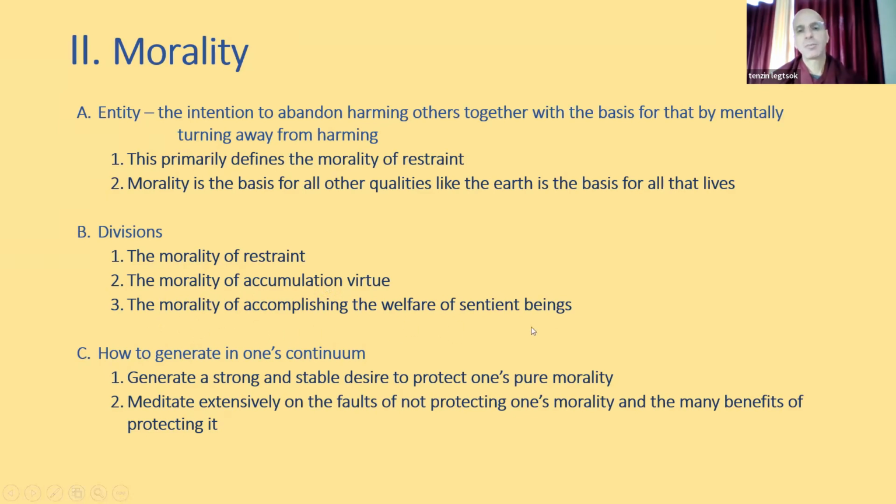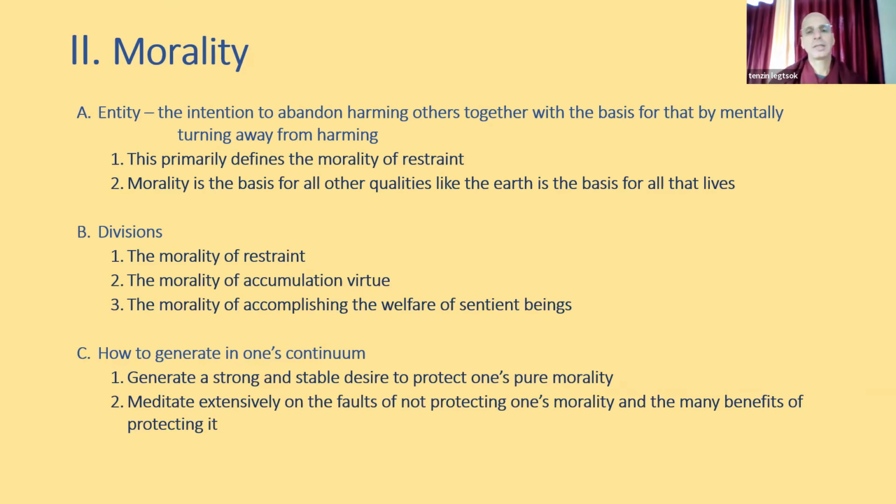And then the morality of accomplishing the welfare of other sentient beings, right? So not only should we refrain from harming other sentient beings, but if we just refrain from harming them and don't do anything to benefit them, that's sort of a half measure, right? It's like we have this capacity to benefit others, but we don't use that. That's kind of an immoral thing in a way, in this bodhisattva way of looking at morality.